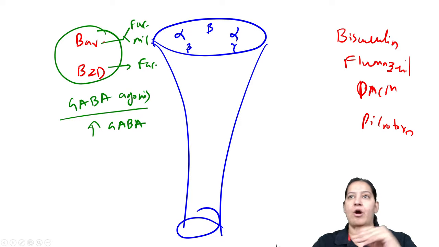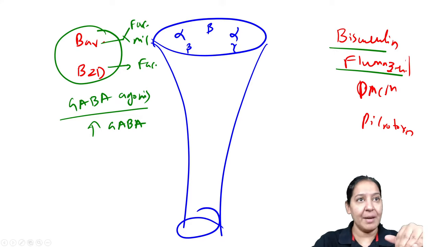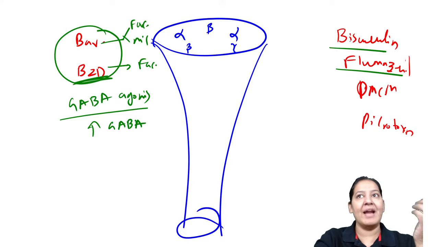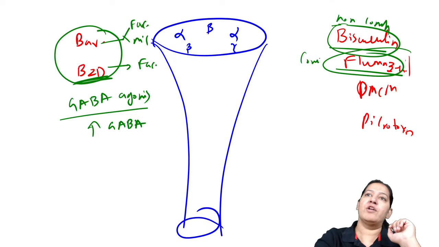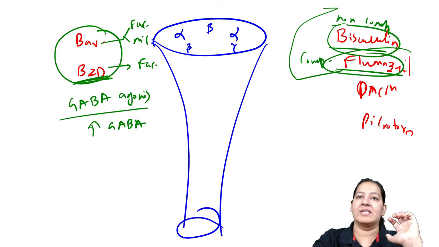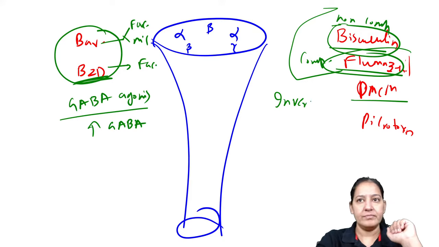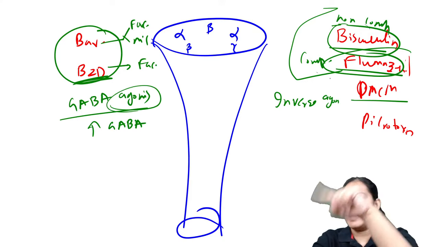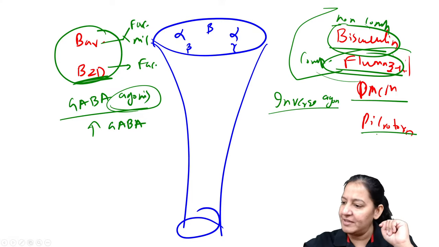Now, the other way around. Bicuculline and flumazenil are GABA antagonists. These are benzodiazepine antagonists. Bicuculline is a non-competitive antagonist and flumazenil is a competitive antagonist, but basically these are antagonists. These are not agonists. DMCM is an inverse agonist. I guess you got the difference. So these are agonists, these are antagonists, this is an inverse agonist. And picrotoxin directly inhibits the chloride channel.